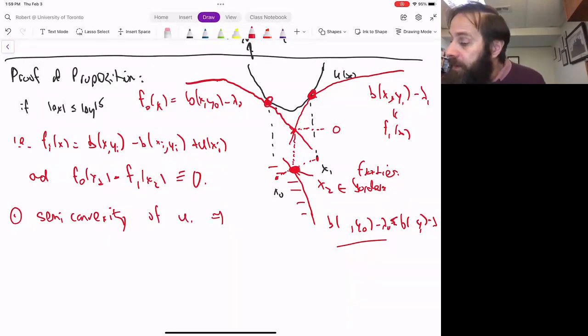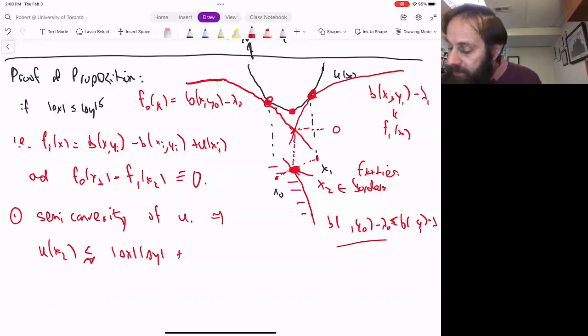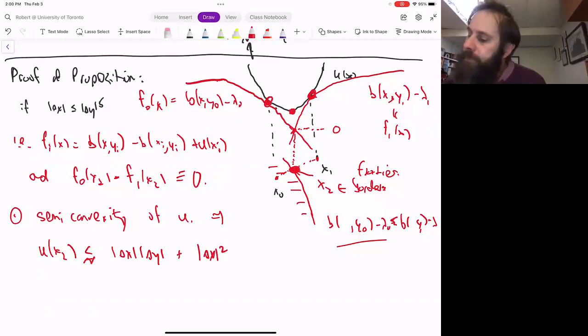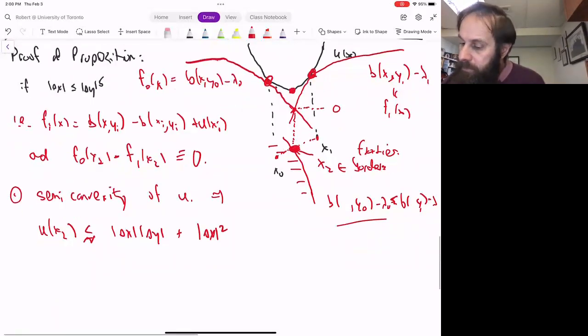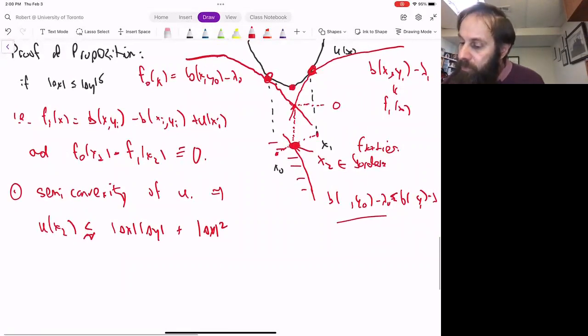And that tells me something. It tells me that the value here of U at X2 can't be too big relative to 0. So I claim that U of X2 is no bigger than, up to constants, delta x delta y plus some large constant times delta x squared, the constant of semi-convexity times delta x squared. And this basically comes from the smoothness of B.